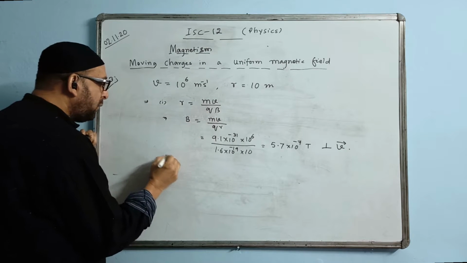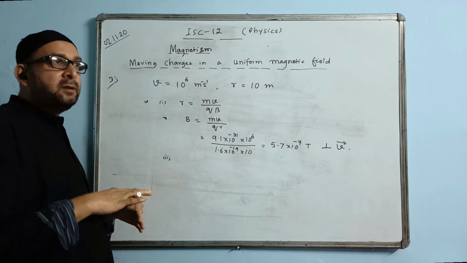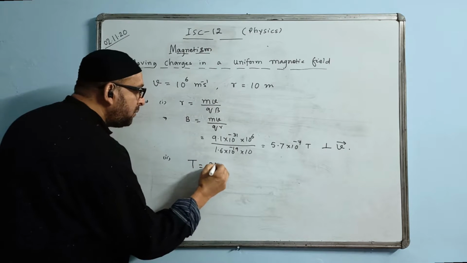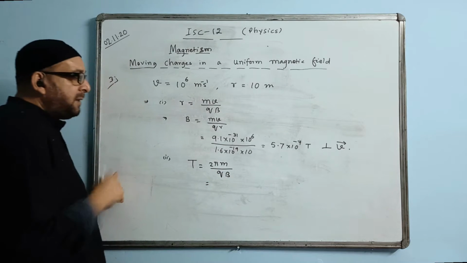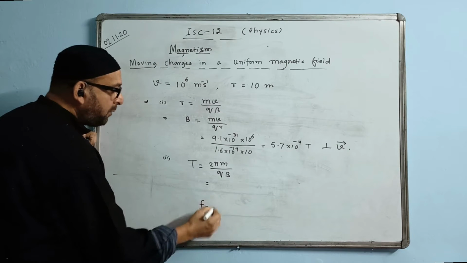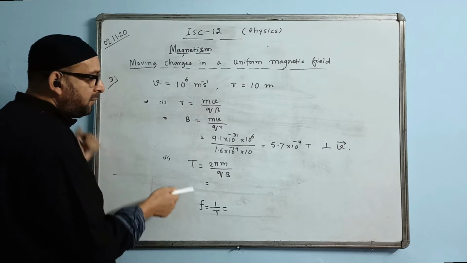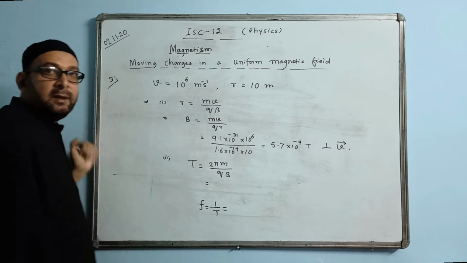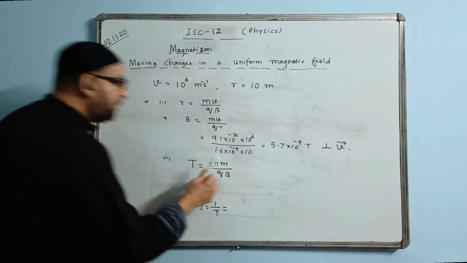Now the second part. The question says find the frequency and time period. You can find any one first, whichever formula you know. Suppose we know the time period formula, 2 pi m by qB. Calculate the answer, then take the reciprocal, since frequency is 1 upon T. Or you can use the frequency formula directly, qB by 2 pi m, calculate that first, and the time period will be the reciprocal of that.